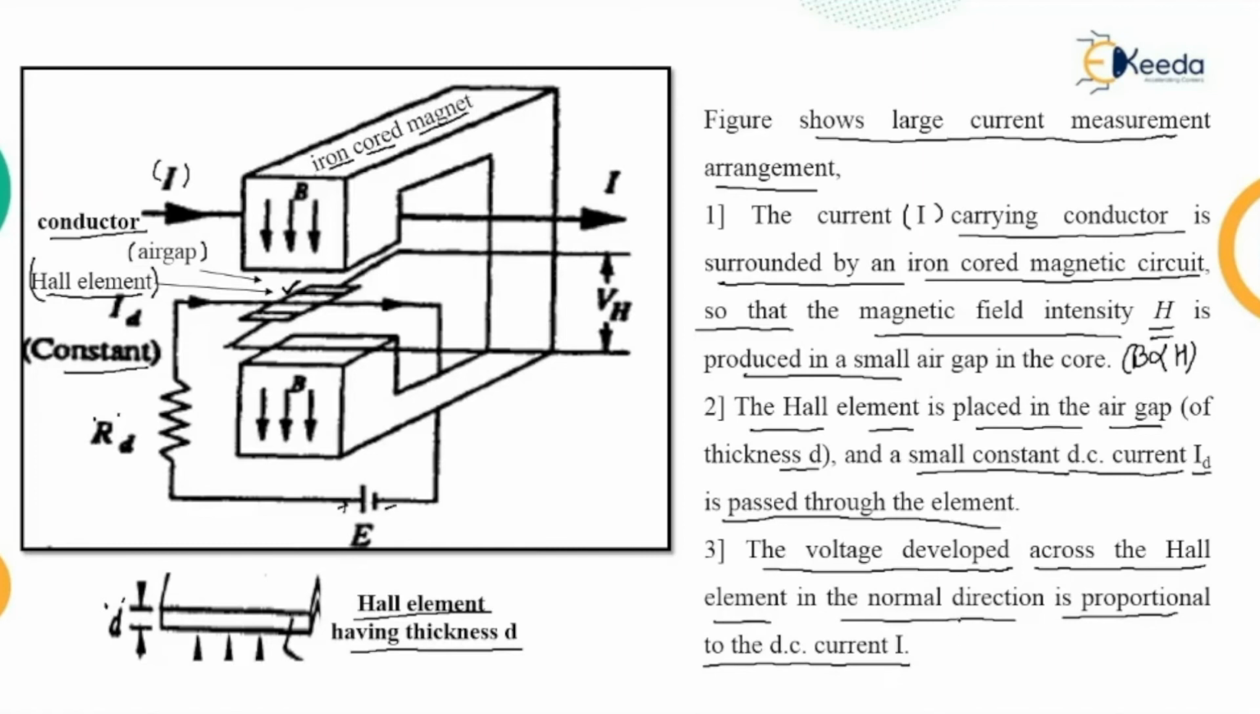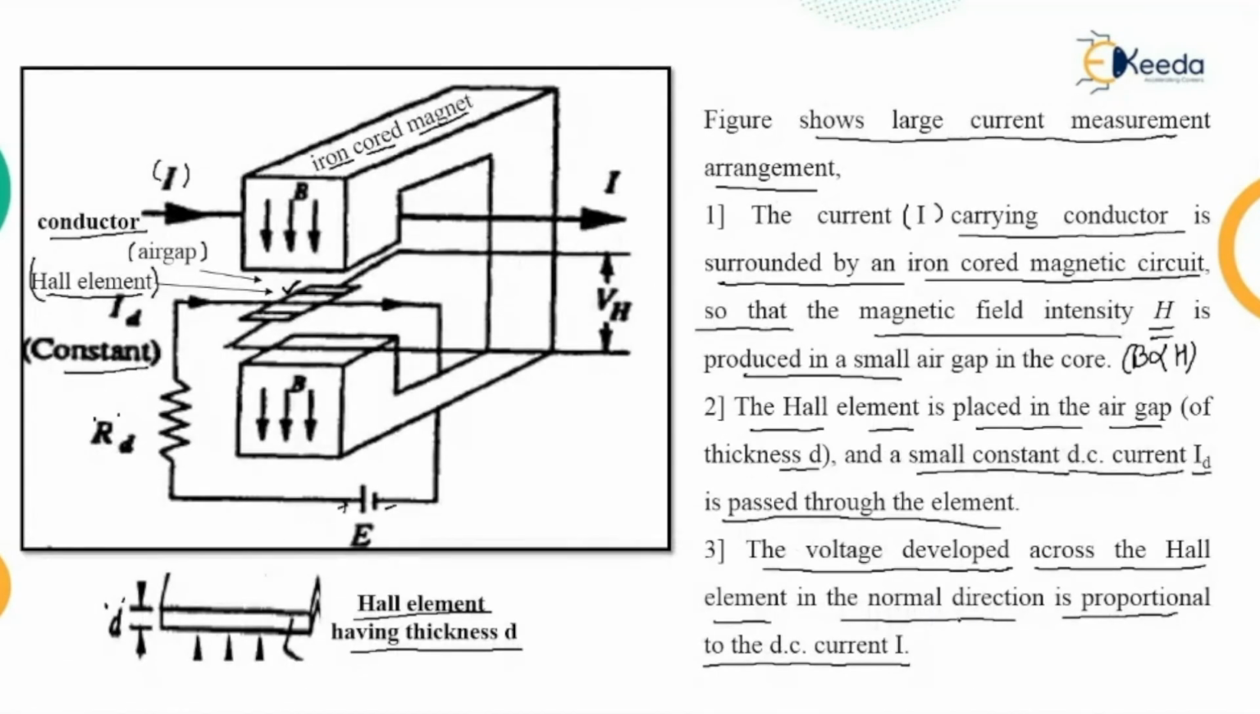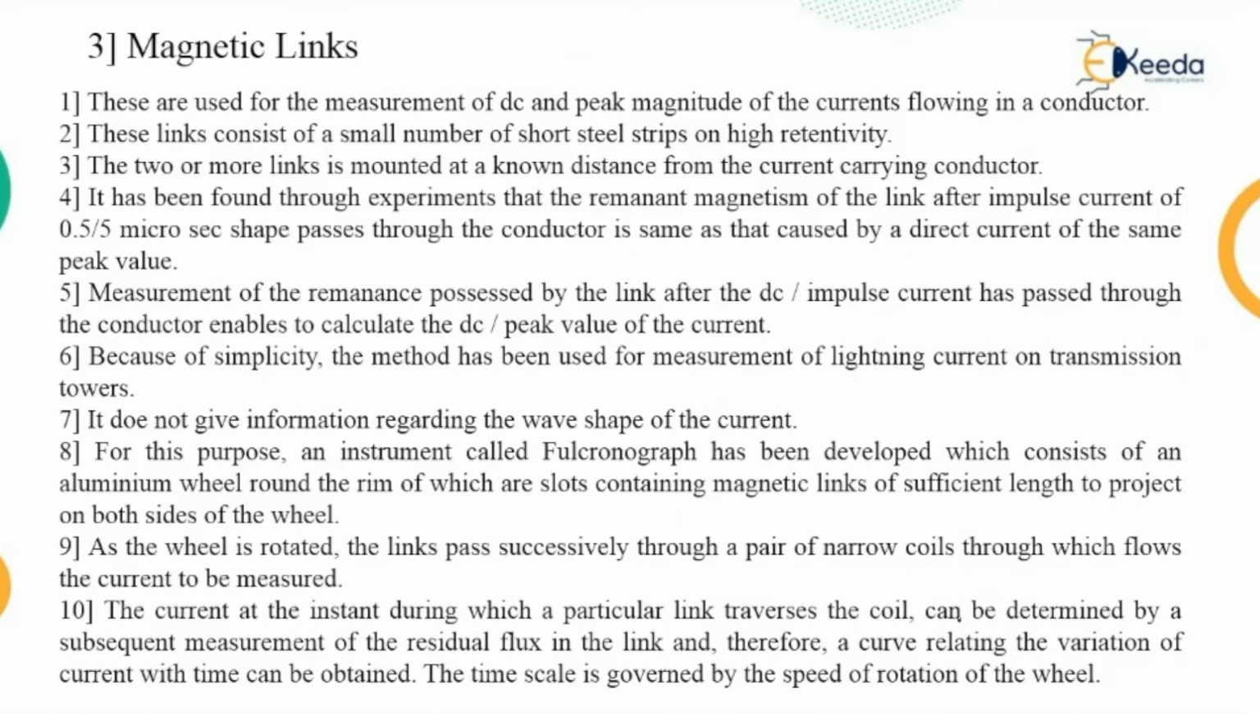Now, what is the equation for that Hall voltage, which is already said? It is R into B into small I divided by small d. So this way, the measurement of Hall voltage and hence the DC current can be done. So this is the second method which we discussed, called the Hall generator. Let us discuss the last method of DC current measurement, called the magnetic link.